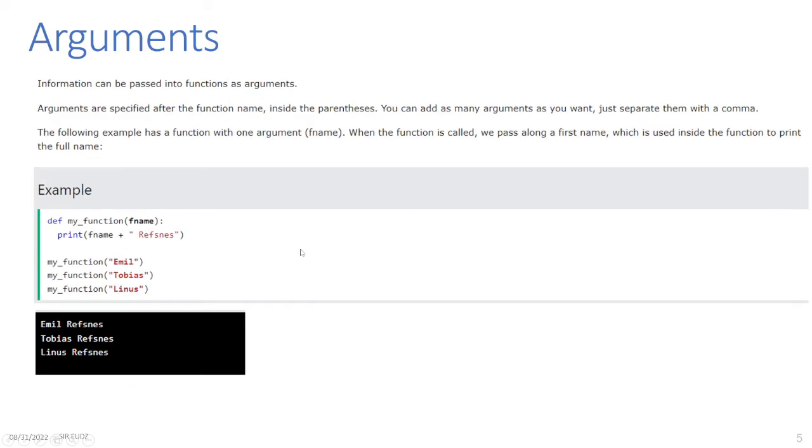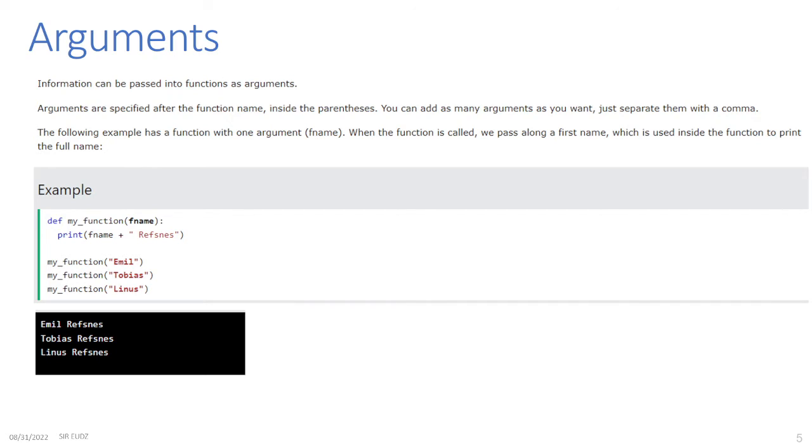Arguments. Information can be passed into functions as arguments. Arguments are specified after the function name inside the parentheses. You can add as many arguments as you want. Just separate them with a comma. The following example has a function with one argument, fname. When the function is called, we pass along the first name, which is used inside the function to print the full name. So define my_function, and then we have the argument fname.